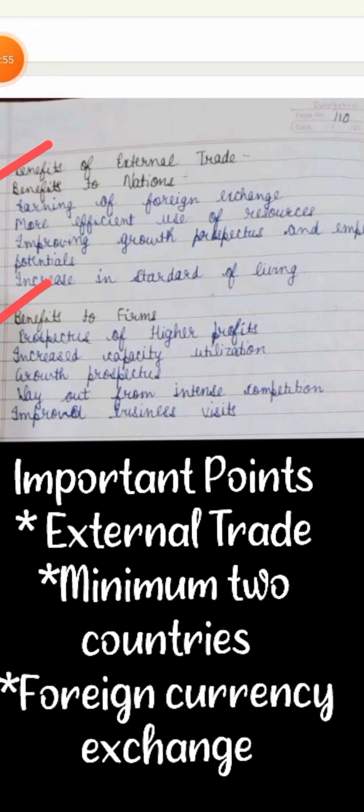So, the crux of international business is buying and selling of goods between two countries. It also increases the standard of living of consumers. It also provides many benefits to the nations and to the firms who are involved in international business.